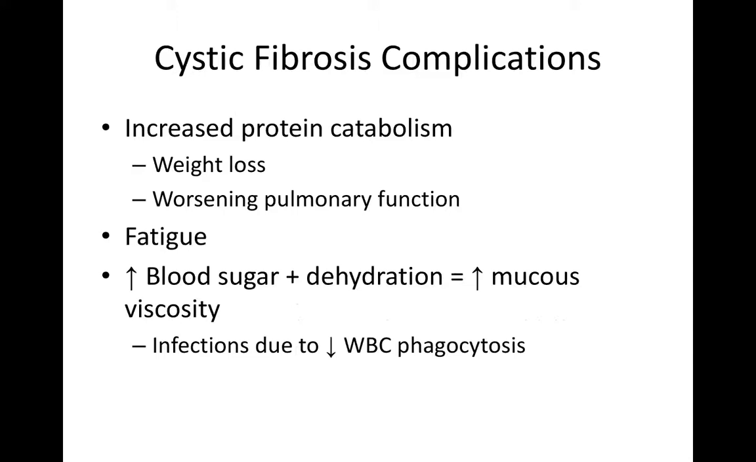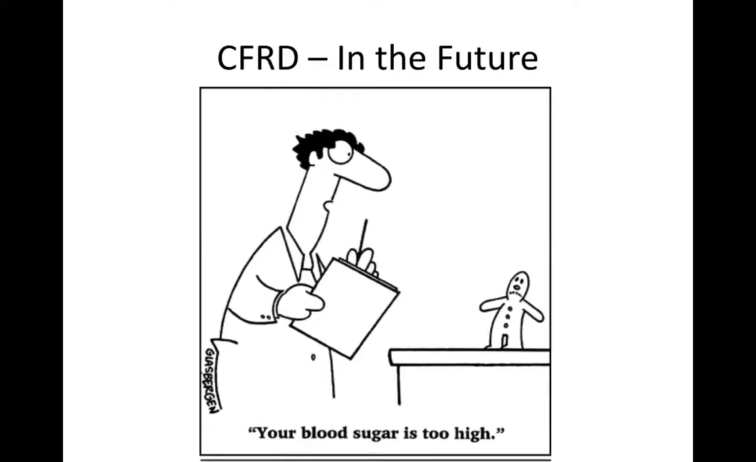So again, complications of cystic fibrosis-related diabetes are increased protein catabolism, meaning weight loss, worsening pulmonary function, fatigue, increasing blood sugar, increasing mucus viscosity, meaning thickness of your mucus, and increase in infections, because of that thickness of your mucus, also because of having a food source for the bacteria, and also because your white blood cells work less well in a state of high blood sugar.